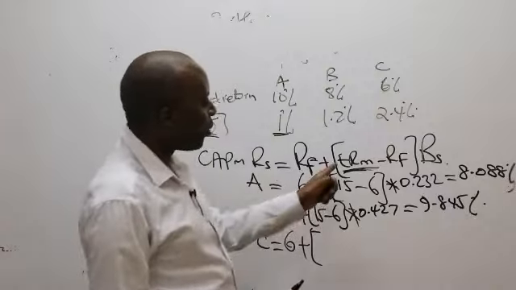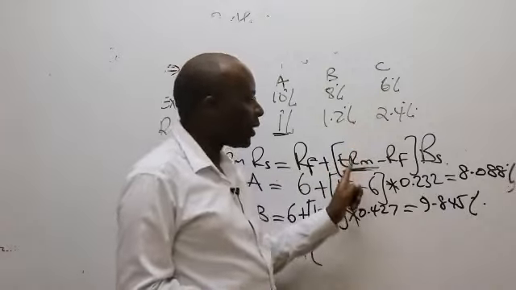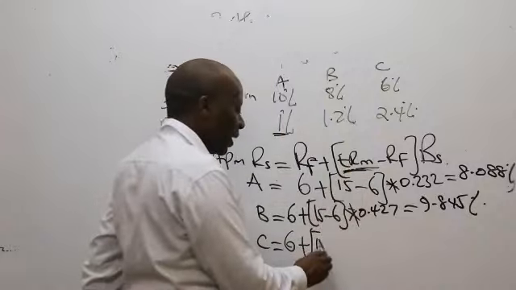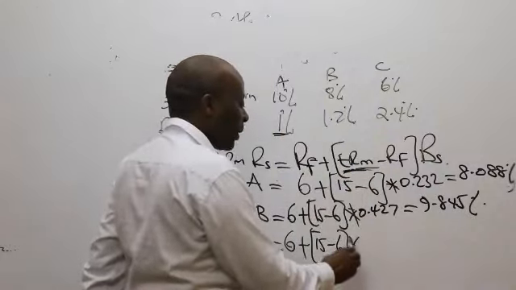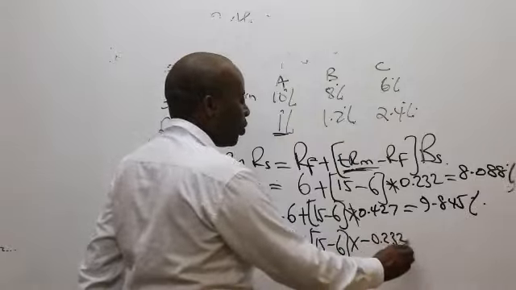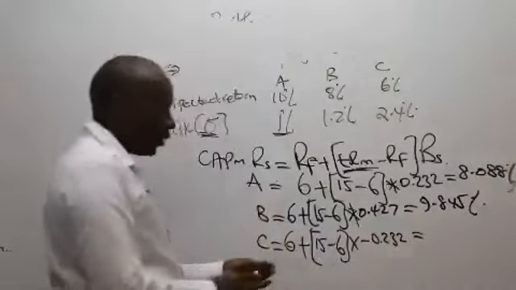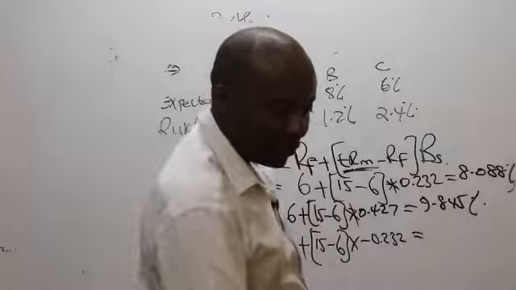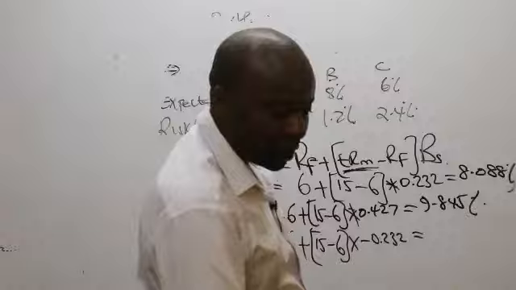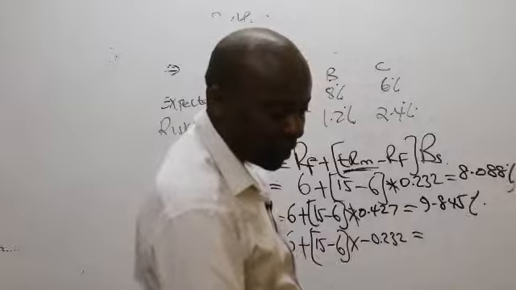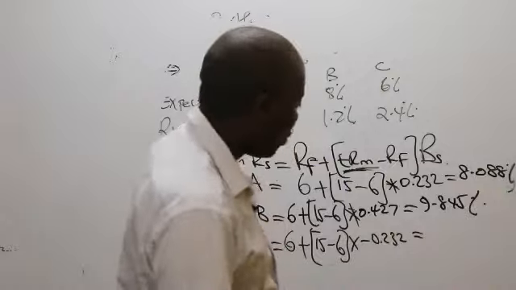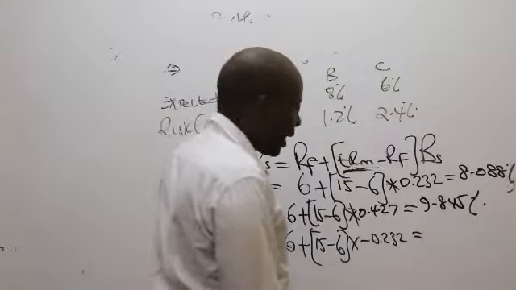Look at this. We are not saying expected return of C. No, we are saying expected return of the market, which we took as 15. Then 15 minus 6 multiplied by beta. Sorry, beta for C wasn't like that. That one I have to confirm. Beta for C was negative 0.096.